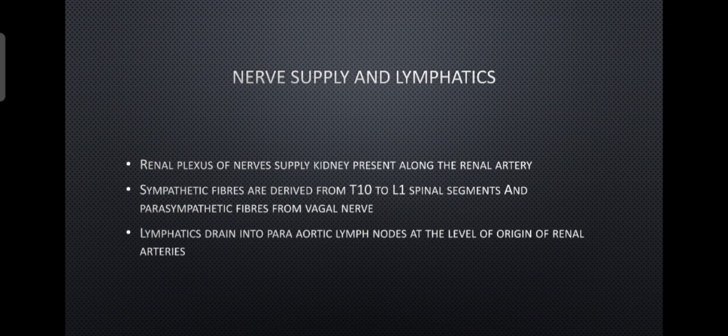So only sympathetic and parasympathetic supply are given to this kidney. Why is it so? Because we can't voluntarily control the kidney, so it is autonomically controlled. The autonomic nervous system controls it, and the autonomic nervous system consists of the sympathetic and parasympathetic. So only these fibers are present in the kidney.